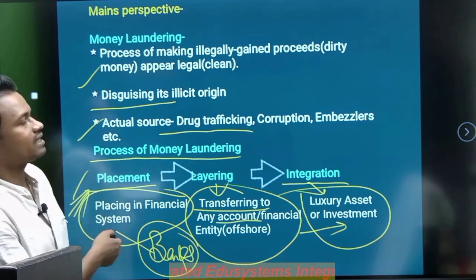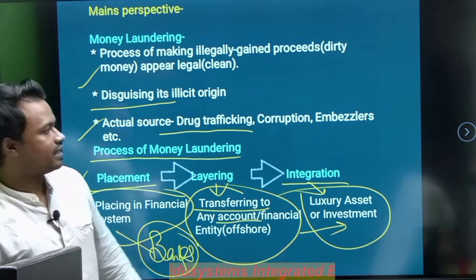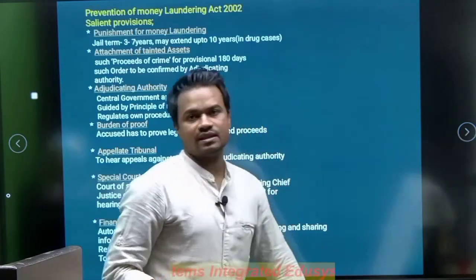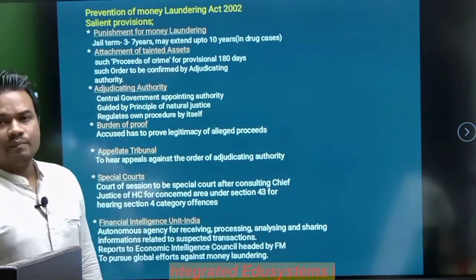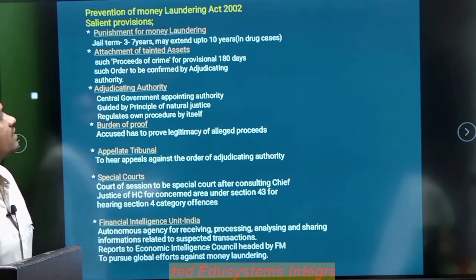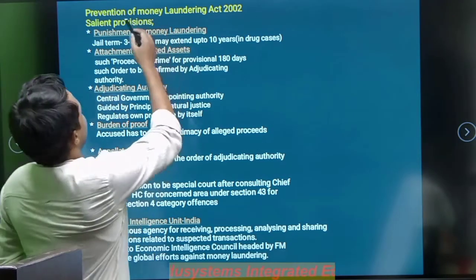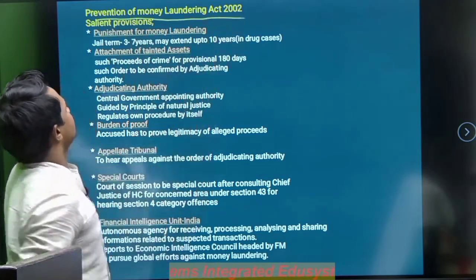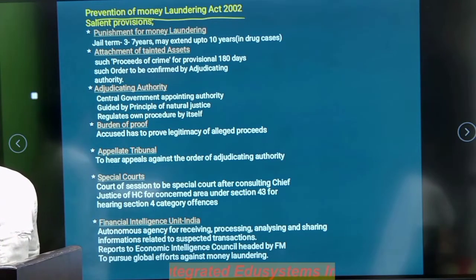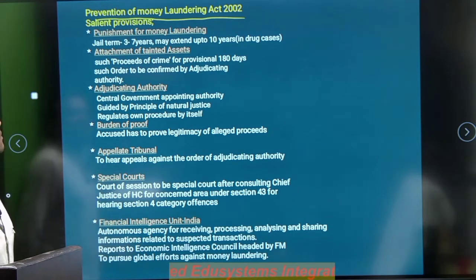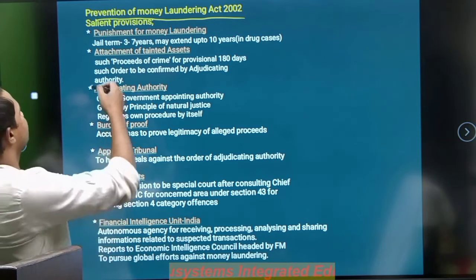So, these are the fundamentals of money laundering. Okay. Next, if we see the Prevention of Money Laundering Act 2002 in India, PMLA 2002, what are the salient provisions or important features? Let us understand every important feature.